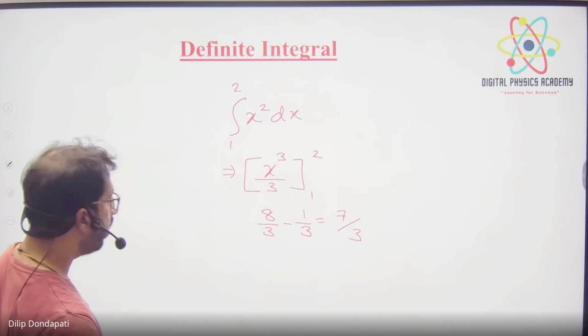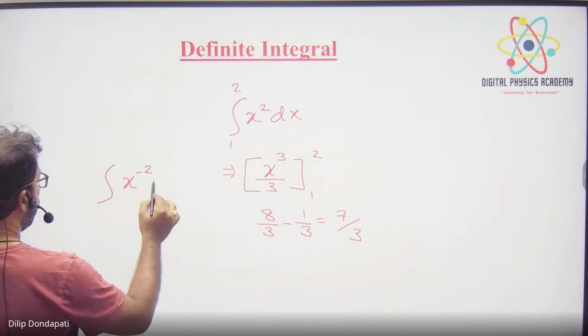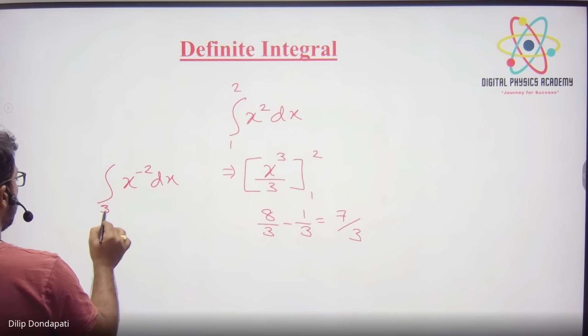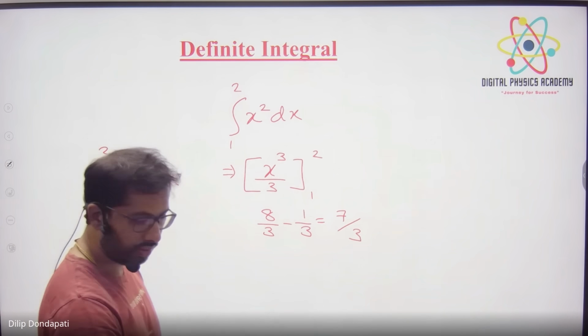First copy this and tell me: integral of x power minus 2 dx from 2 to 3. Solve.